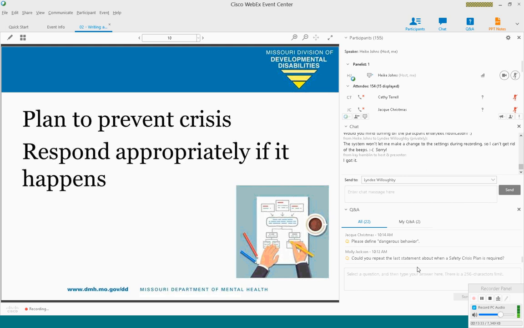There was a question about repeating when safety crisis plans are required. Again, when you're utilizing a reactive strategy that's also a restrictive intervention, for example, emergency procedures, that would be a situation in which a safety crisis plan would be required. There was another question about what is dangerous behavior.